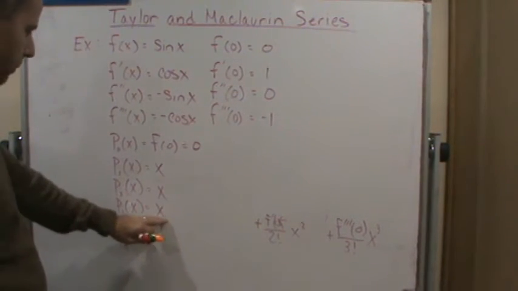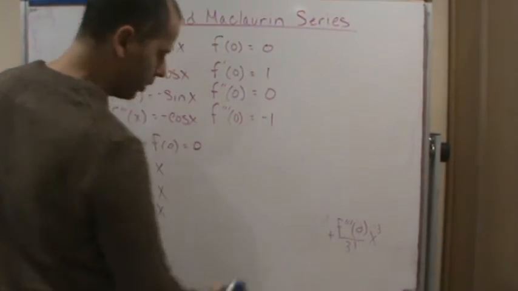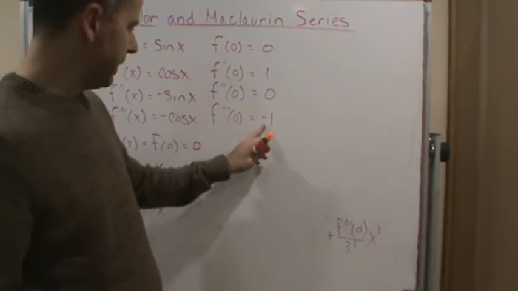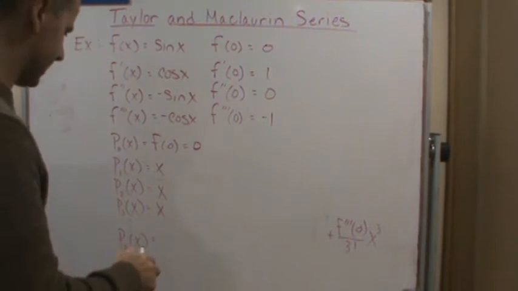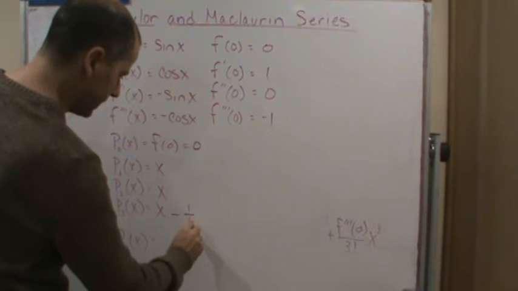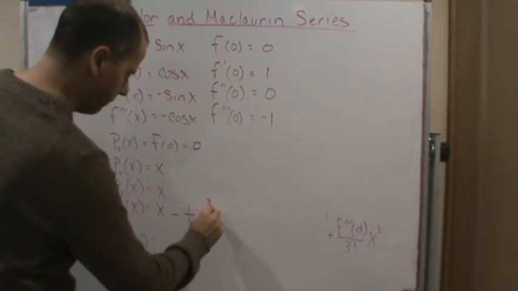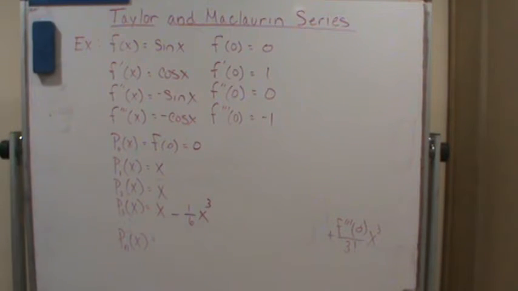And then what about P3? Well, P3 is going to be x, this just turns out to be 0, but what about this one? This is going to be negative 1. So it's going to be negative 1/6. So this is going to be x minus 1/6 x to the third. All right. Well, what would the nth term look like?